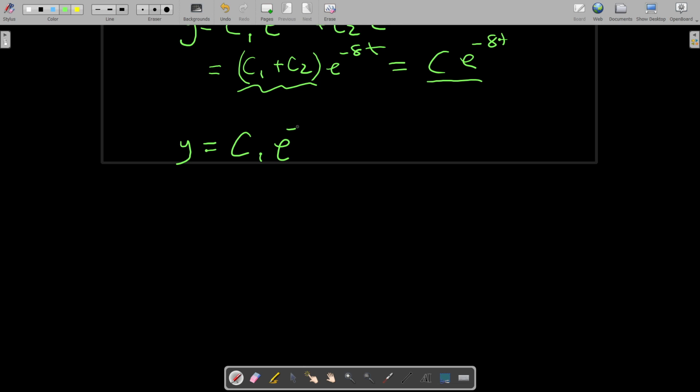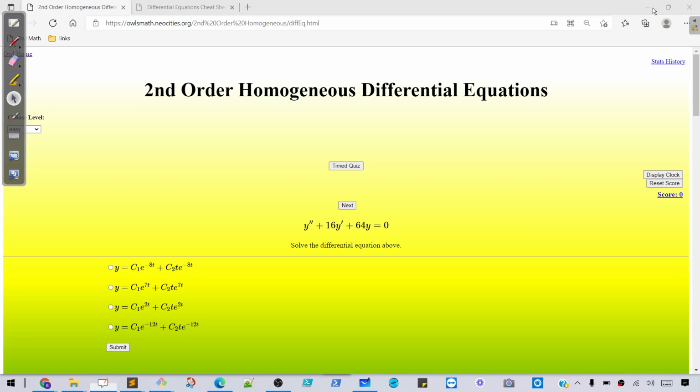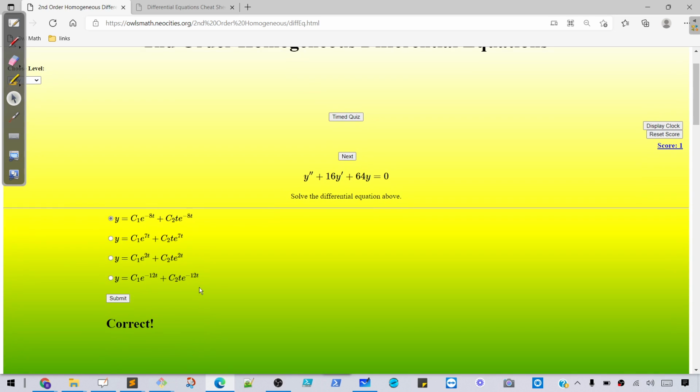So we'll have our first part of our solution, and then we'll have C2 t. It's kind of crazy, but the thing to remember is that you can add a t to the expression for the repeat root. So this would be our solution. And let's see, we can check our answer. That's correct. So that's the basic idea of the repeat root case.